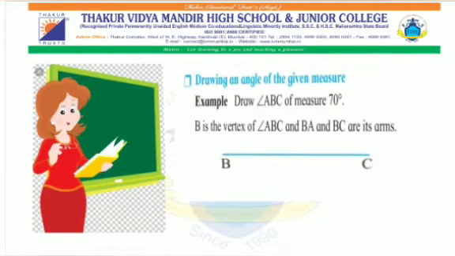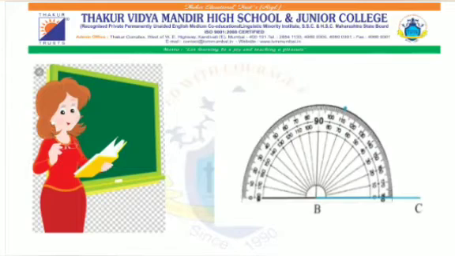First step is draw arm BC with the help of a ruler. Second step, since B is the vertex, we must draw a 70-degree angle at that point. Put the center of the protractor on B. Place the protractor so that the baseline is on arm BC. Count the divisions starting from the zero near point C. Mark a point with your pencil at the division that shows 70 degree.